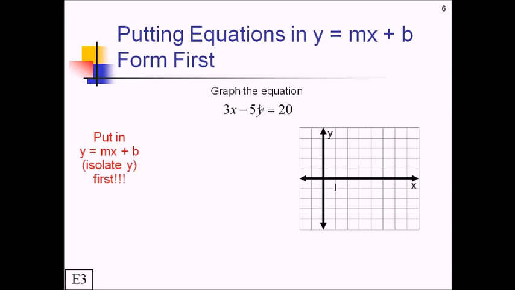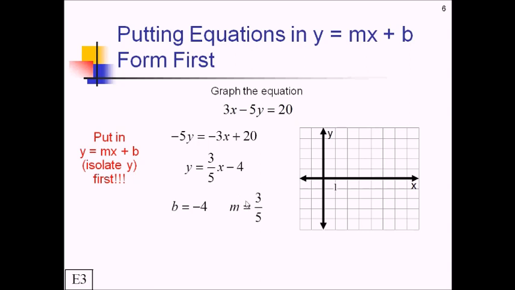So to do that, our first step, we're going to have to move that 3x over there by subtracting. And then we'll have to divide both sides by -5. So we'll have y equals, this will be a negative divided by a negative, so positive 3 over 5x. And then this will be -4, 20 divided by -5. B value, -4. Slope of 3/5.